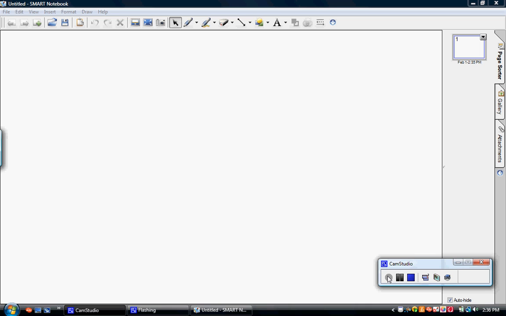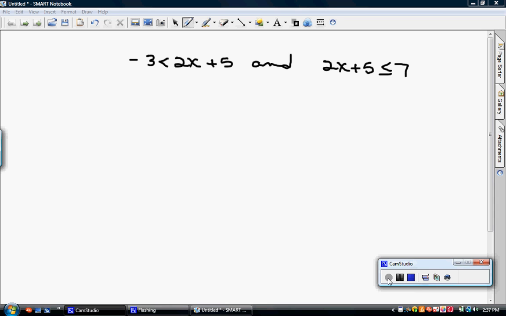If you see the problem at the bottom of page 151, you see negative 3 is less than 2x plus 5 and 2x plus 5 is less than or equal to 7. That's the problem we're going to look at first. The problem itself probably would not have the word "and" in it. Notice that 2x plus 5 is something in common in both parts of the problem, so the problem would actually be put together as one string of an inequality.